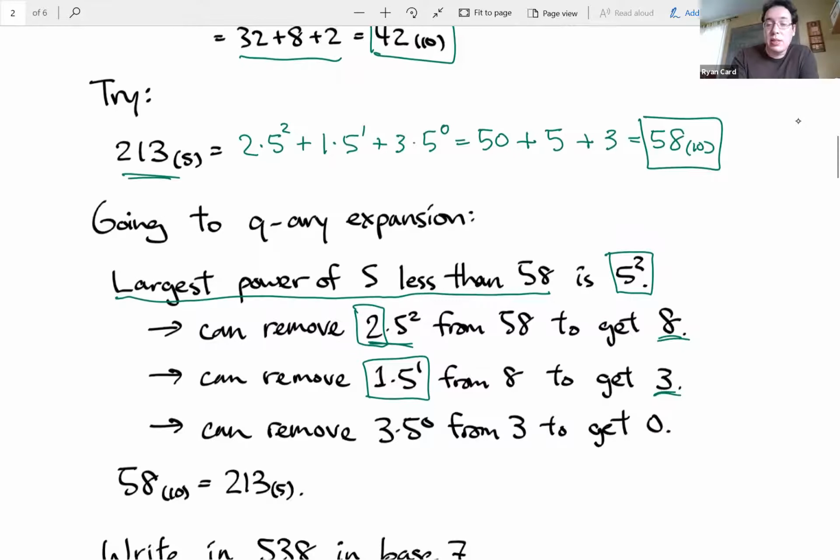And then we ask how many 5 to the 0th power, how many 1s can we take away from 3? And that's 3 of them. So 3 minus 3 is going to be 0. And if you're working with natural numbers, you can always subtract 1s until you can get to 0. So this is where the process ends. Okay. And if you record down how many copies of each power you were able to subtract, 2, 1, 3 is going to be how we write down that number that we started with, which is 58.